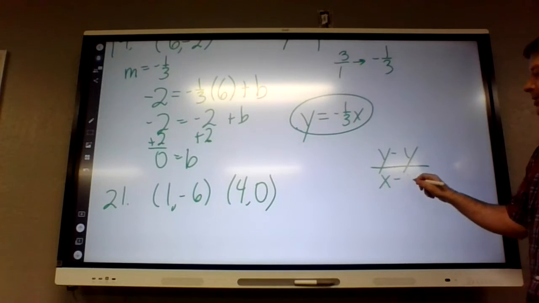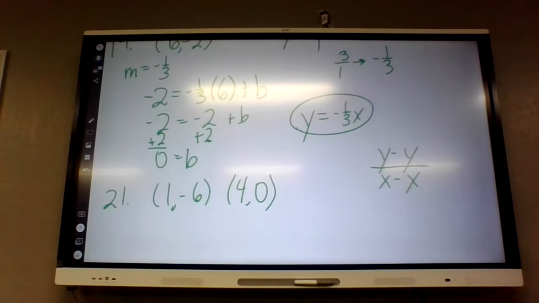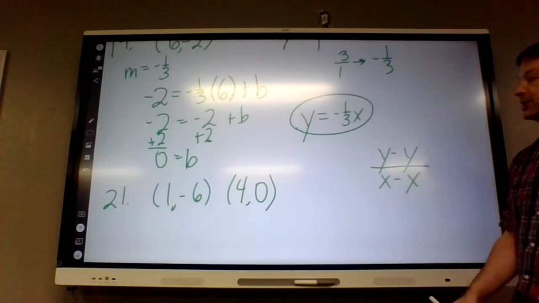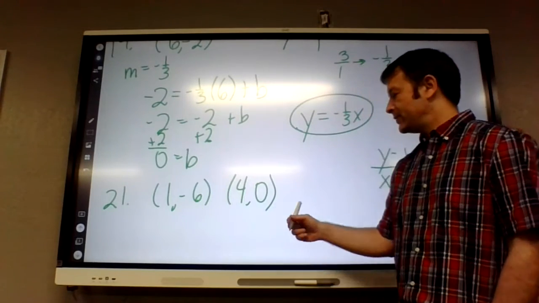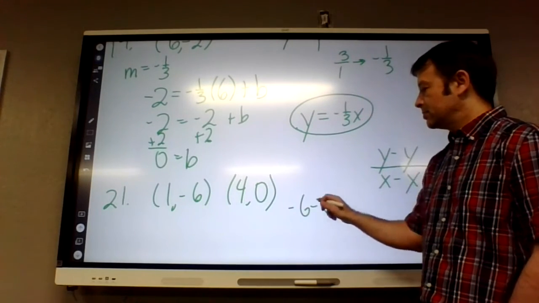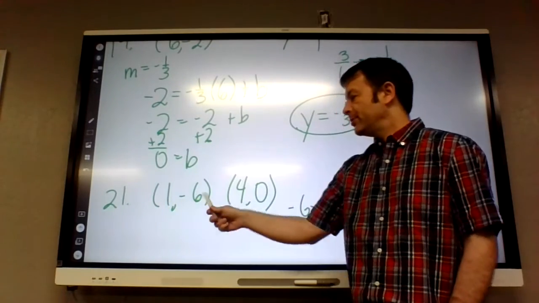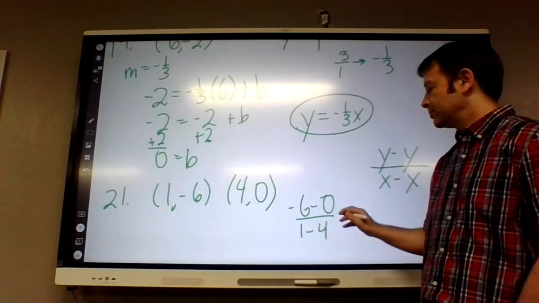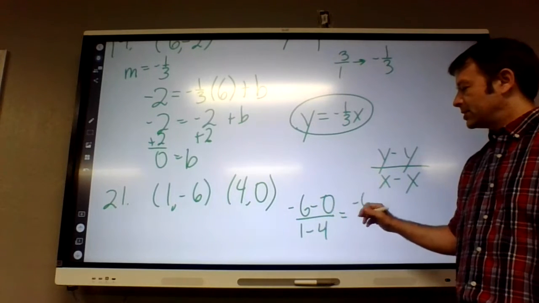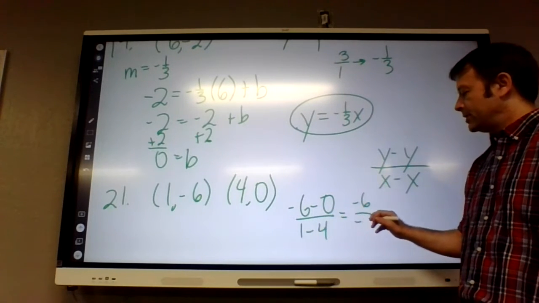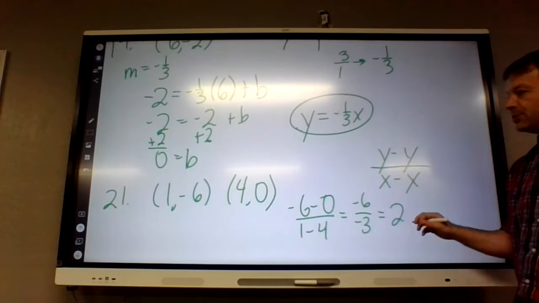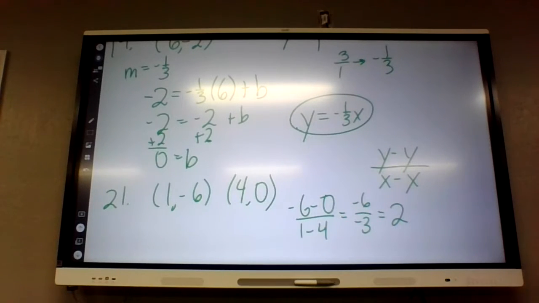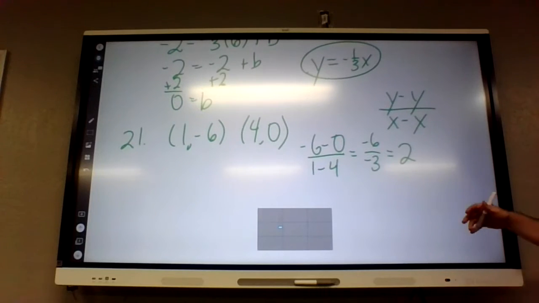y minus y over x minus x. What is y minus y on this one? -6 minus 0 over 1 minus 4. That'd be -6 over -3, which is 2. So now I have the slope.